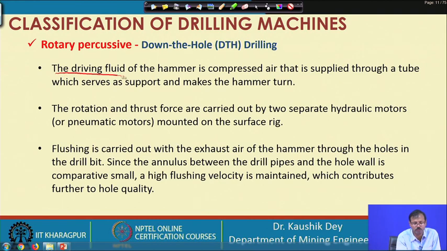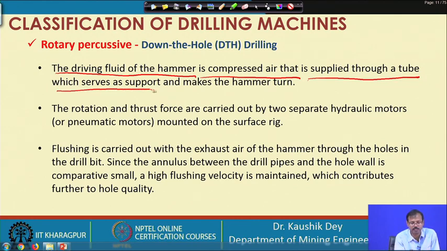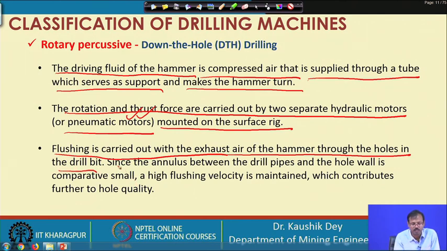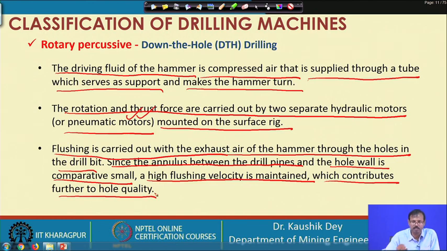So, basically the driving fluid of the hammer is compressed air that is supplied through a tube which serves as support and makes the hammer turn. The rotation and thrust force are carried out by two separate hydraulic motors or pneumatic motors. Basically it is pneumatic motors for most of the cases mounted on the surface rigs. So, these actions are given from those motors. Flushing is carried out with the exhaust air of the hammer through the holes in the drill bit. Since the annulus between the drill pipes and the hole wall is comparatively small, a huge flushing velocity is maintained, which contributes further to the hole quality.